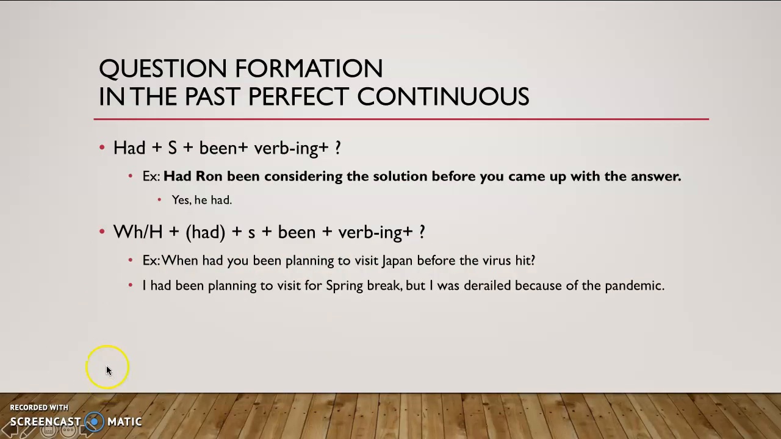To form questions, for a yes or no question, you start with the auxiliary had, then the subject, then been, plus verb -ing. Example: Had Ron been considering the solution before you came up with the answer? Yes, he had. For a WH question, we start with the WH word plus had, then the subject, then been, then verb -ing. Example: When had you been planning to visit Japan before the virus hit? I had been planning to visit for spring break, but I was derailed because of the pandemic.